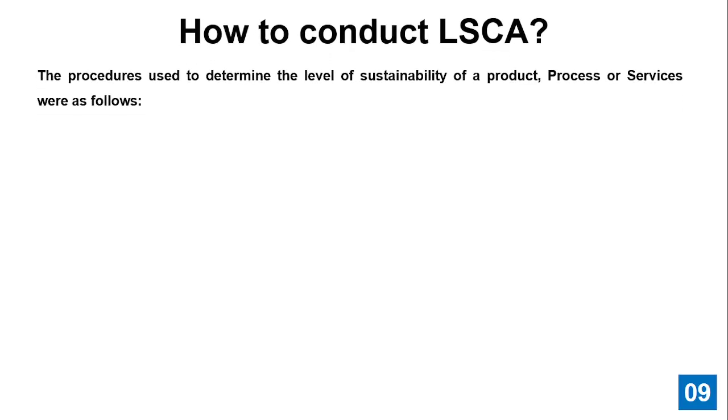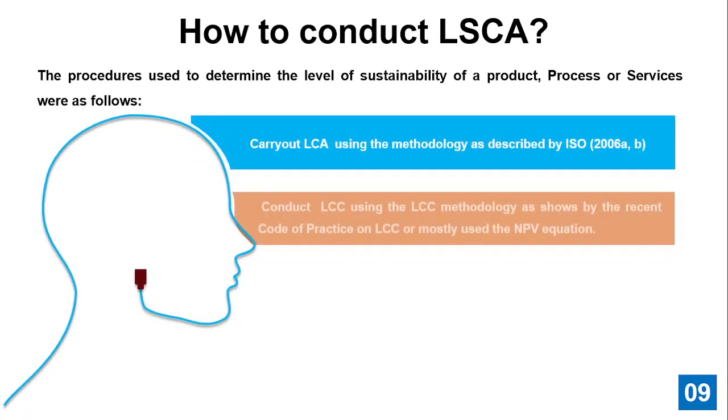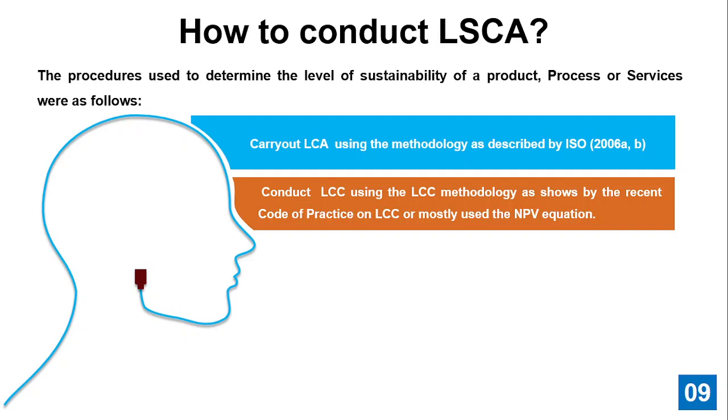Now we reach how to conduct LCSA for a product or process. The procedure used to determine the level of sustainability of a product, process, or service is as follows. First, we will carry out the LCA using the methodology described by ISO 14040 and ISO 14044. These two guidelines help in conducting the LCA methodology.